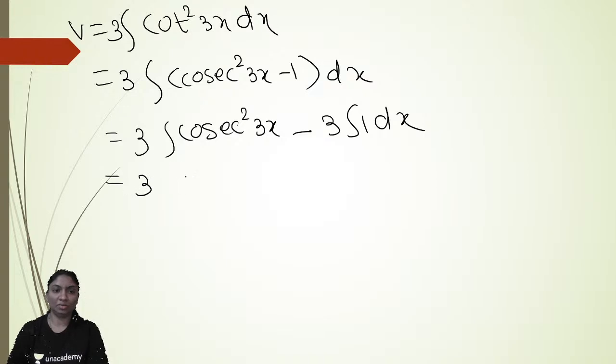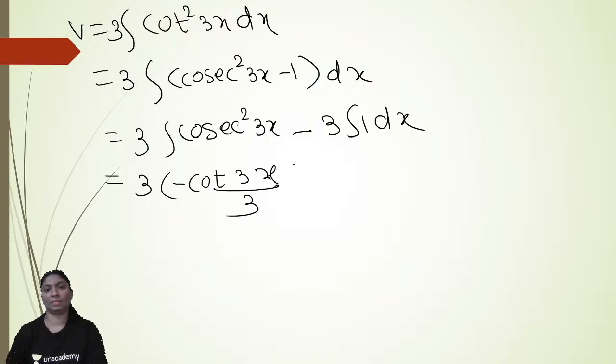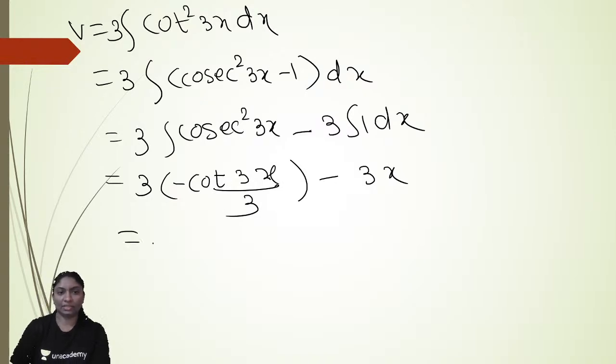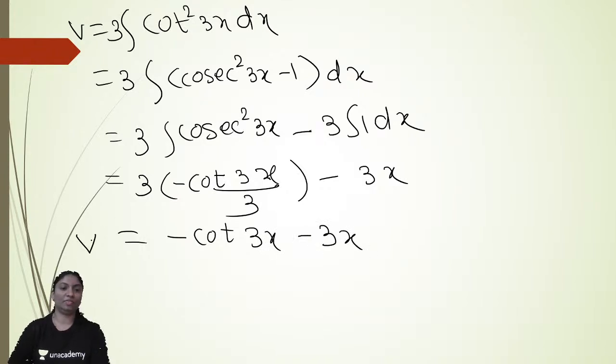So 3 into integral of cosec square 3x. What is the integration of cosec square 3x? Integration of cosec square 3x is minus cot of 3x upon the derivative of 3x, which is 3, minus 3 into integration of 1 dx, which is x. So this 3 gets cancelled out. So you will get minus cot 3x minus 3x. This is our v. Okay.